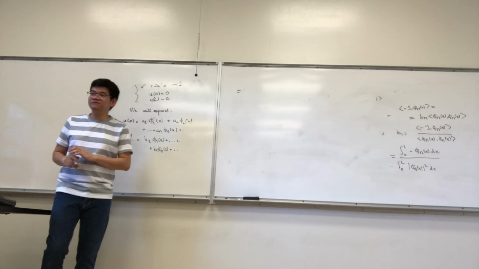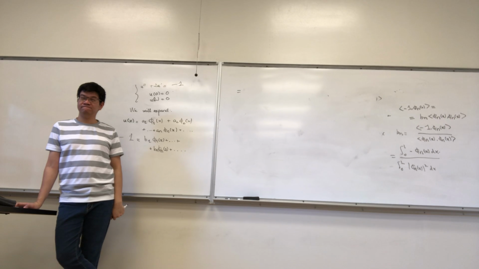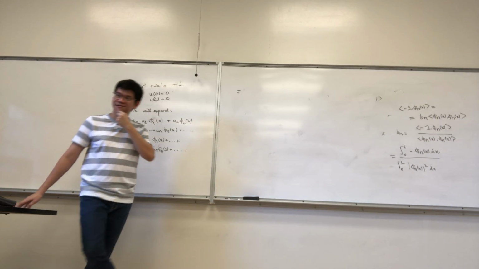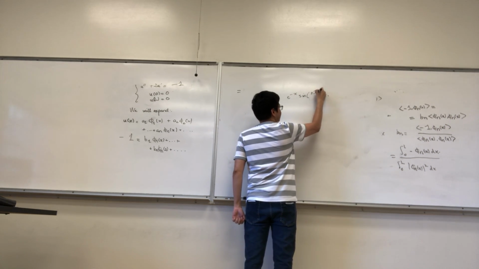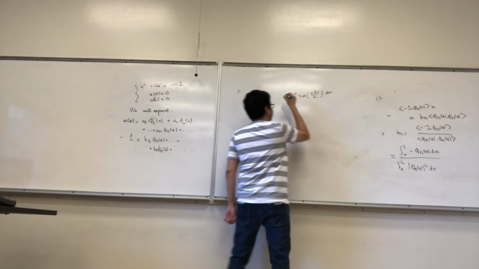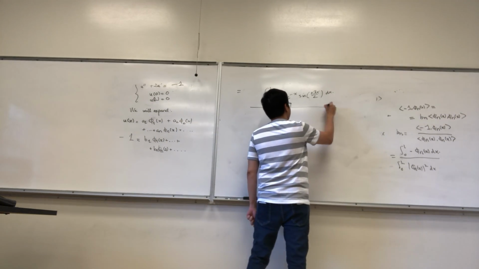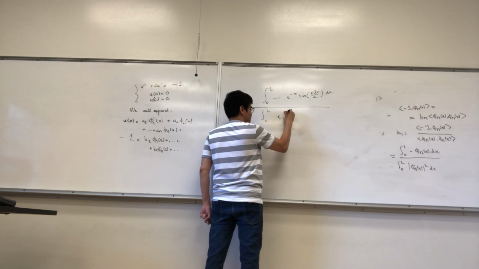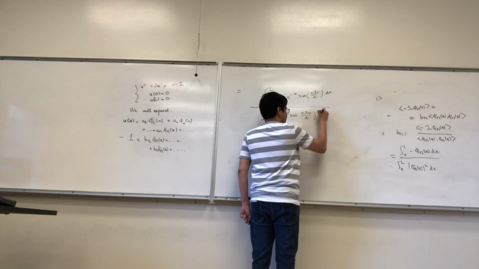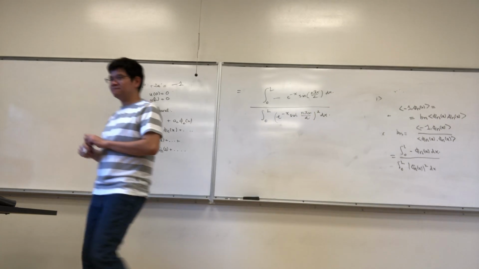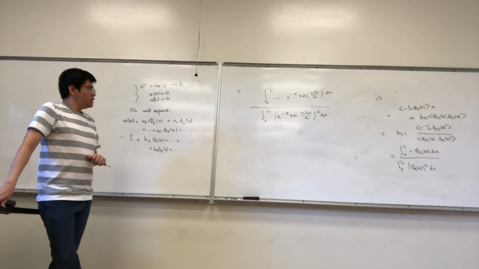So what is the explicit form of the first integral? Negative 1 times e to the negative x times sine of n pi x over L. So this is going to be the integral from 0 to L of this, and then you divide that by the integral of sine of n pi x over L, squared, dx. Is it good? Questions? All right, so this is Bn.